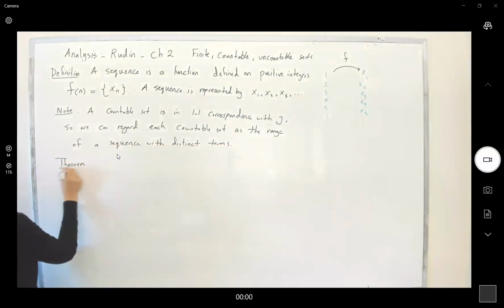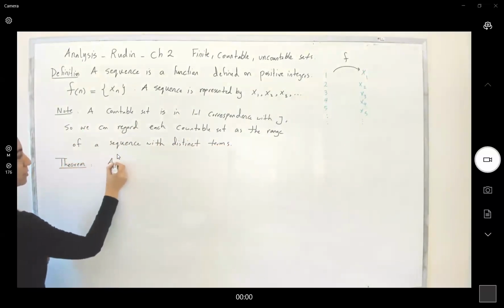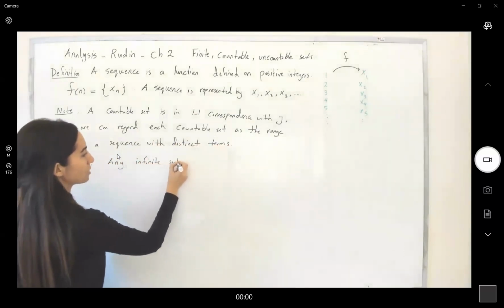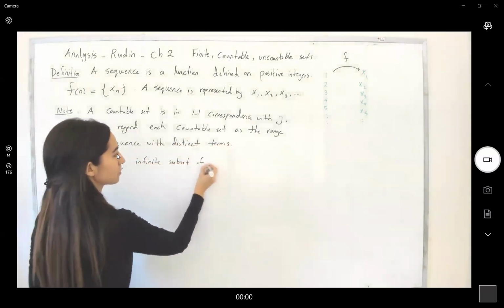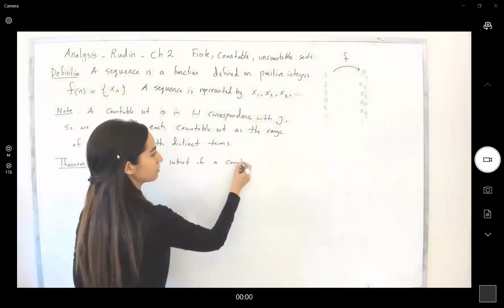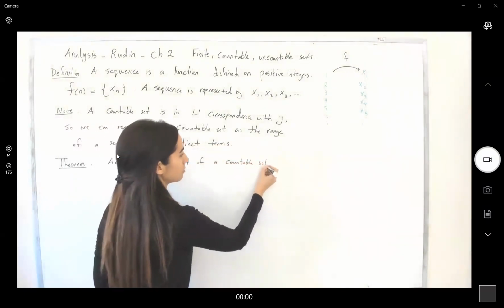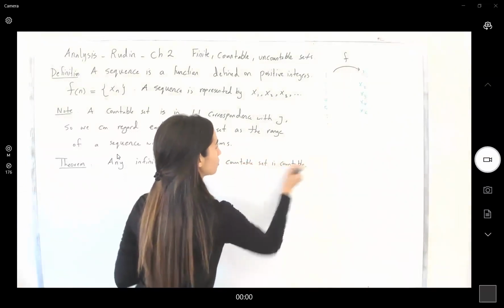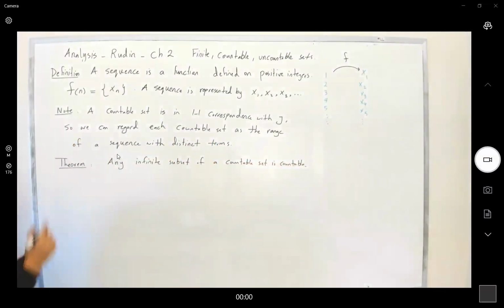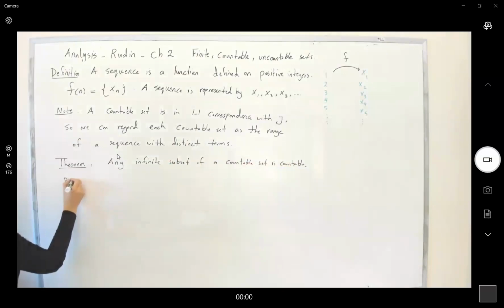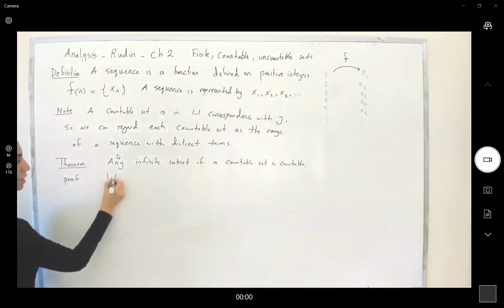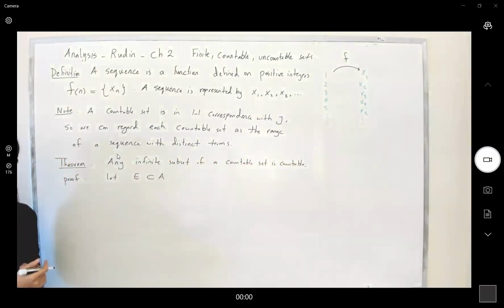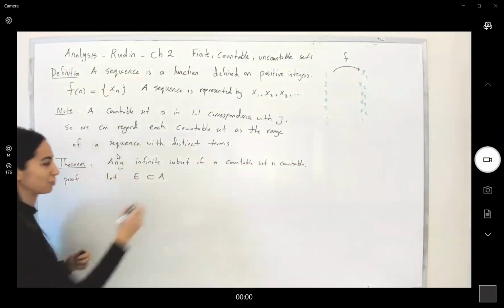This theorem says any infinite subset of a countable set is countable. Proof: let E be a subset of A. E is infinite and A is countable.